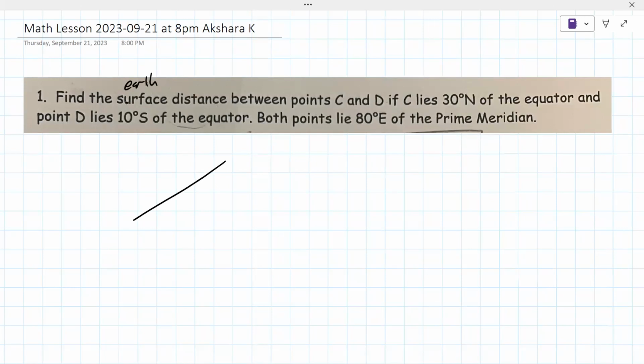So the idea here is you're drawing a little sector. This is the surface of the Earth. There's the equator. Not to scale. That's 30 degrees. That's 10 degrees. That's 40 degrees total.